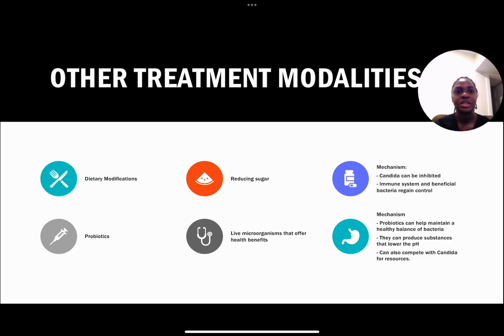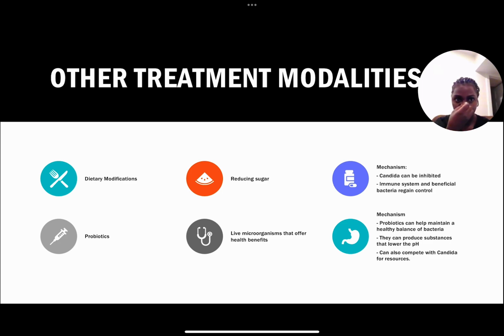Dietary modifications. Candida thrives on sugar and refined carbohydrates. Reducing sugar intake can help starve the yeast and prevent overgrowth. By limiting the availability of sugars, the growth of Candida can be inhibited, allowing the body's immune system and beneficial bacteria to regain control over the microbial population.